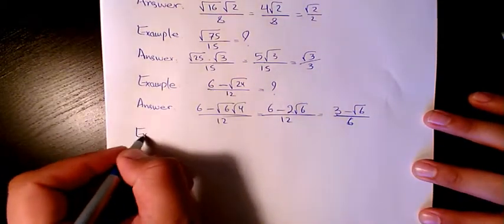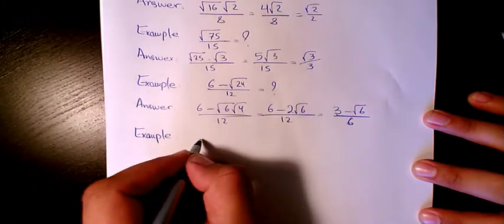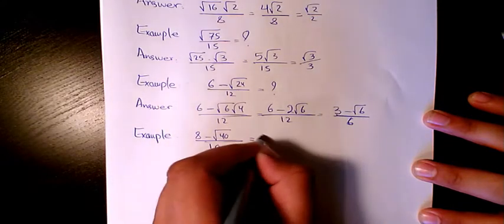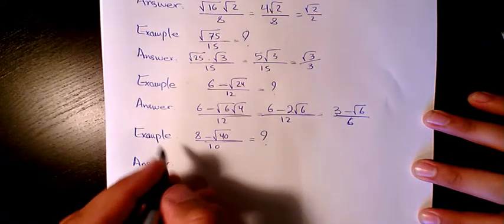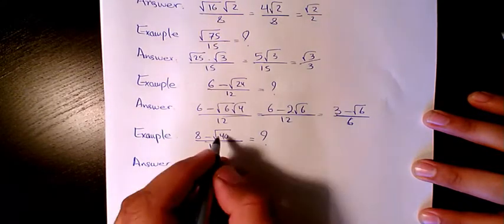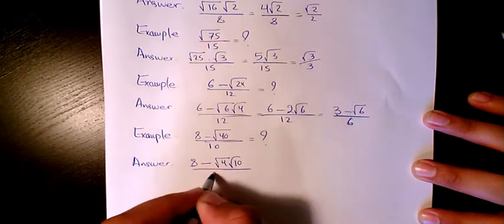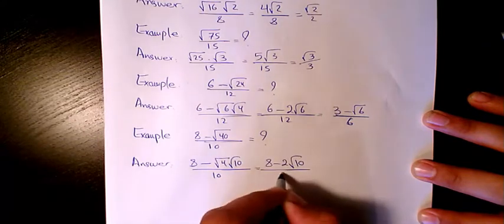Next example is 8 minus root 40 divided by 10. Answer is 8 minus root 40, which is 4 times root 10, divided by 10. So it's going to be 8 minus 2 root 10 divided by 10.